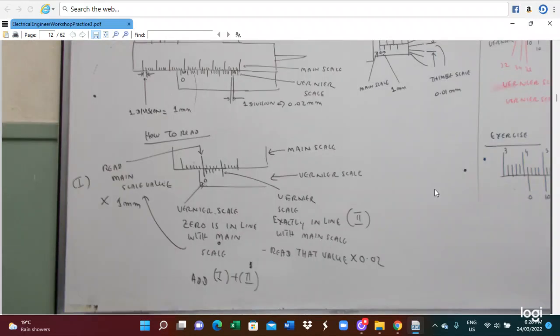So how to read? Firstly, you read the main scale value, which is multiplied by 1 millimeter. And then the vernier scale. The vernier scale 0 is in line with the main scale, so this main scale value you have to read. And one of the vernier scale lines is exactly in line with the main scale, so that vernier value you have to take. This vernier value is multiplied by 0.02. Number 1 is the main scale value indicated by the vernier 0, and number 2 is the vernier value. By adding 1 plus 2, you get the reading of the vernier scale.